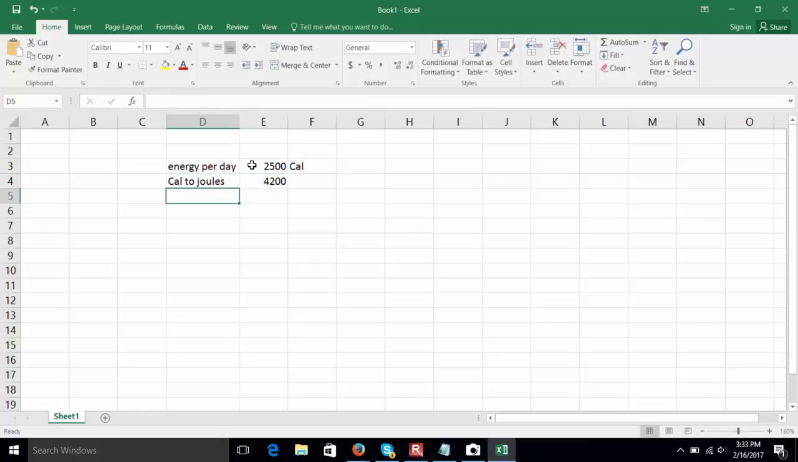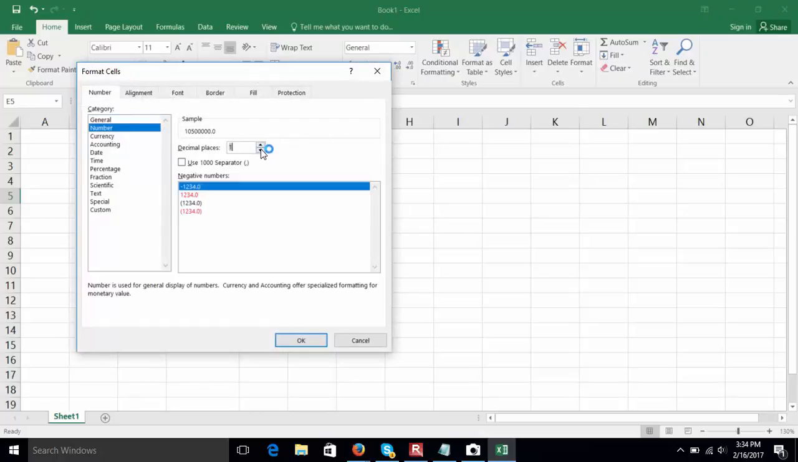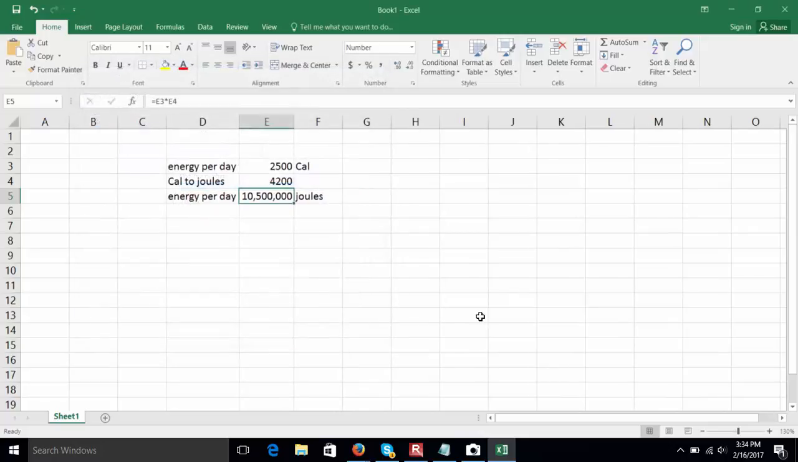Yeah, something like that. So energy per day, this is going to be in joules. So this equals calories times joules. There we go. Control 1, number. Okay, so there's your joules per day.